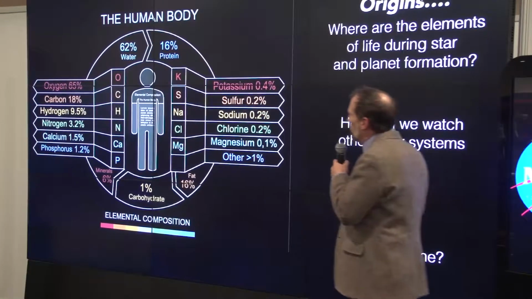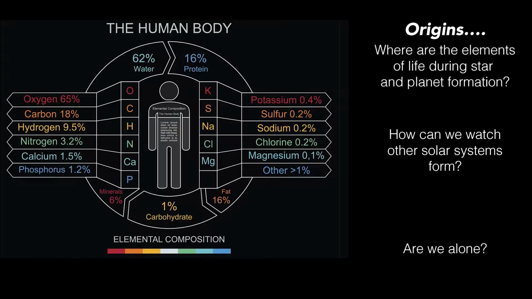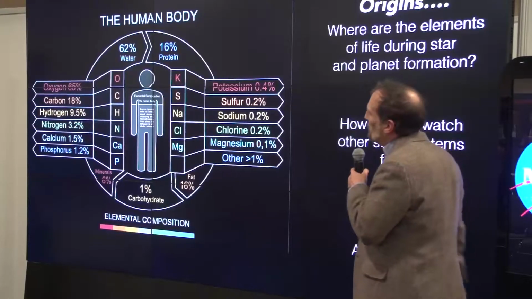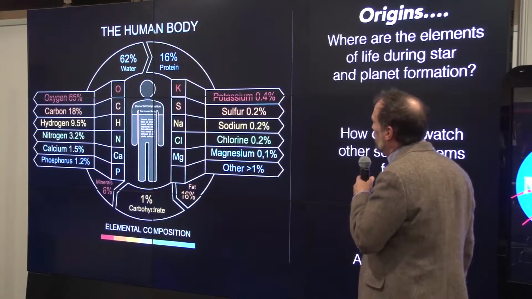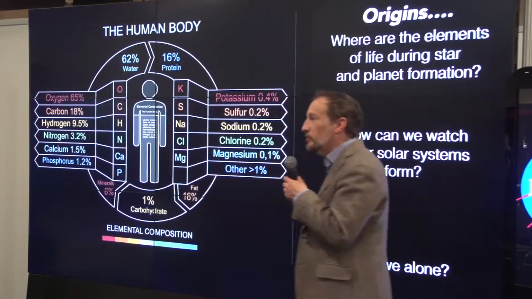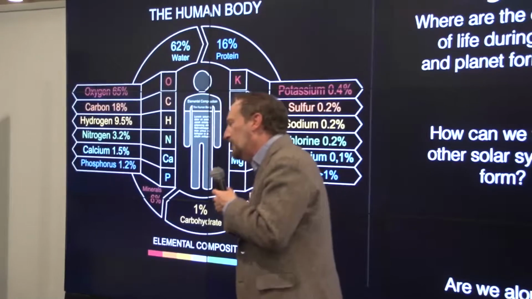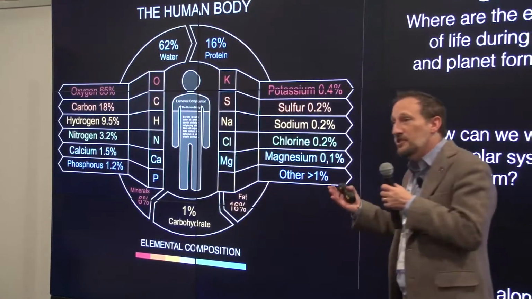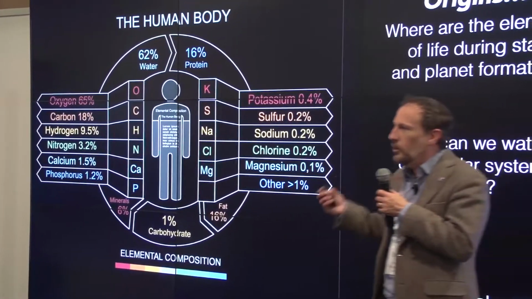So first I want to motivate a little bit with this really cool figure. This is showing you the human body, and the percentage of elements that are contained in it. And of course we're mostly water. And by mass, we're mostly oxygen. And so if you really want to understand the origin of life, you need to follow the water.